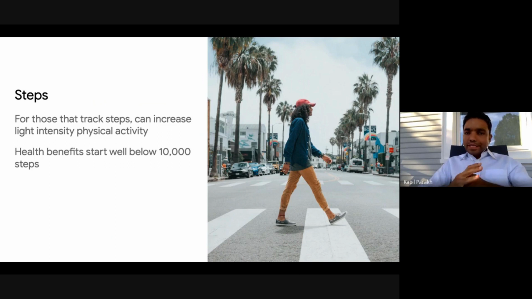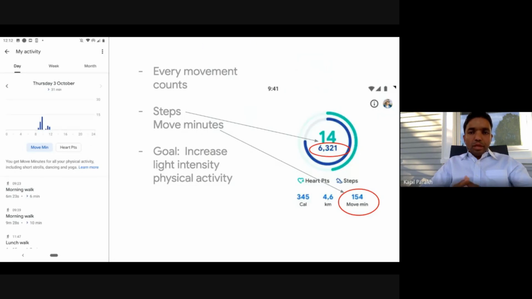So for those that are interested, steps are a perfectly fine way to help increase your light intensity physical activity. I think the important thing to remember is that the health benefits start well below 10,000 steps. As long as you can get those, get the clients moving, get the steps so that you reduce your total daily sitting time on that y-axis of that graph that I showed you earlier, that's the key. Whether you do it through Move Minutes or steps is less important. The important thing is just make sure people are moving throughout the day. And here you can see an example of the interface on Fit, where you can see both steps and Move Minutes available depending on what people want to focus on.